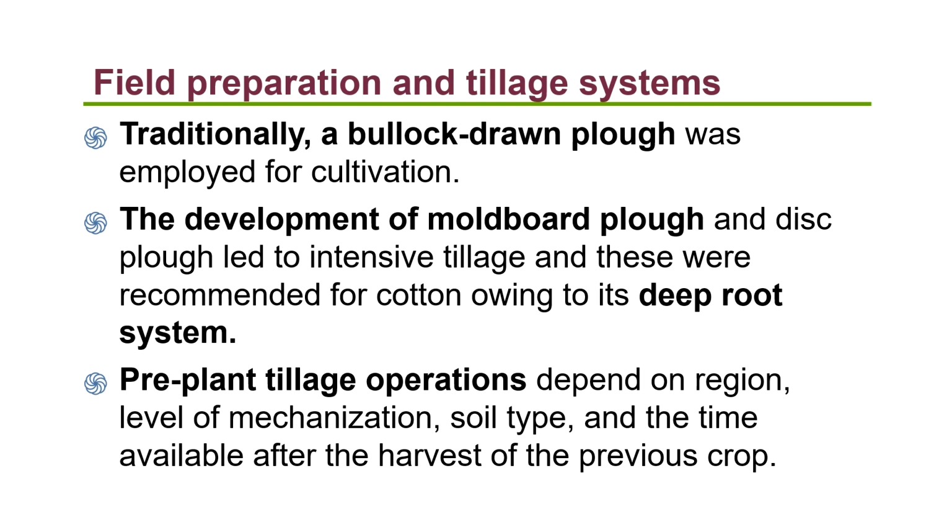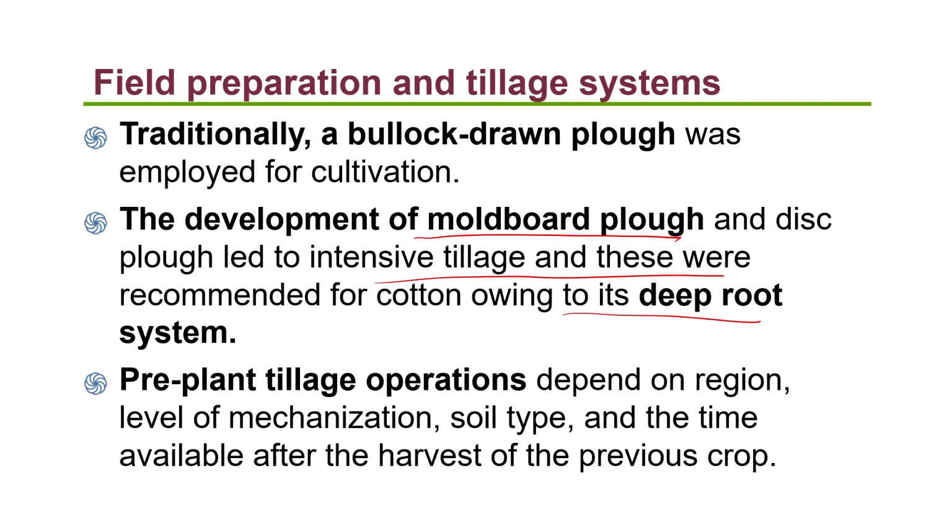So now we go to the field preparation and tillage system in cotton crop. Traditionally a bullock-drawn plough was employed for cultivation in the country. The development of moldboard plough that goes deeper into the soil and disc plough led to intensive tillage, and these were recommended for cotton owing to its deep root system.